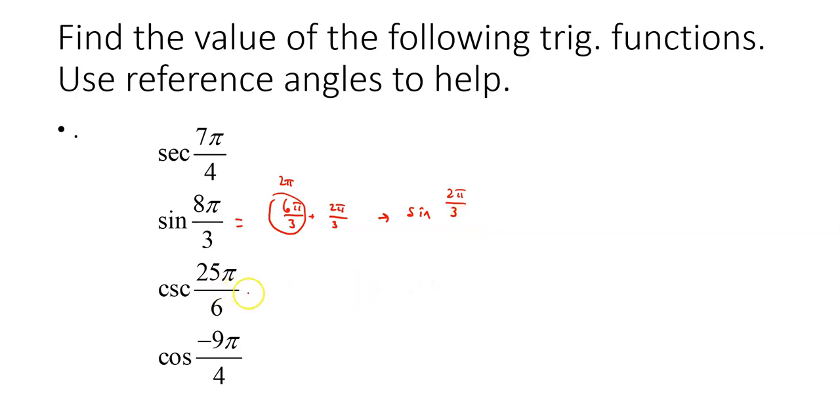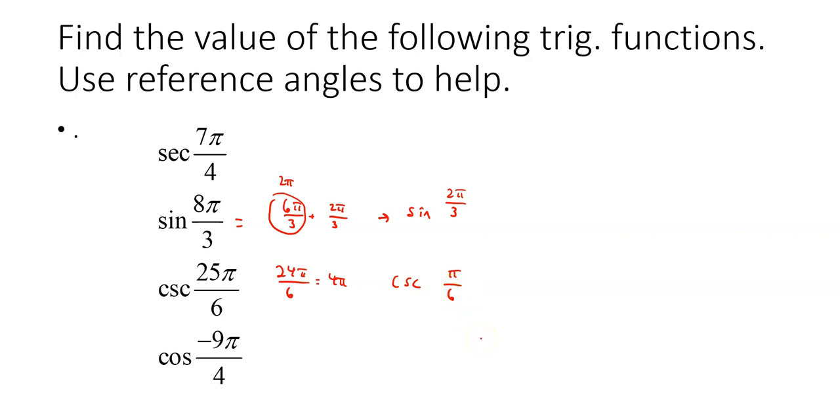How about the cosecant of 25 pi over 6? What is 25 pi over 6? Well, I recognize 24 pi over 6, right? 24 pi over 6 is 4 pi. So this is around the unit circle twice, right? 2 pi is once around the unit circle, another 2 pi is the second time around the unit circle. What's left? Just a pi over 6.